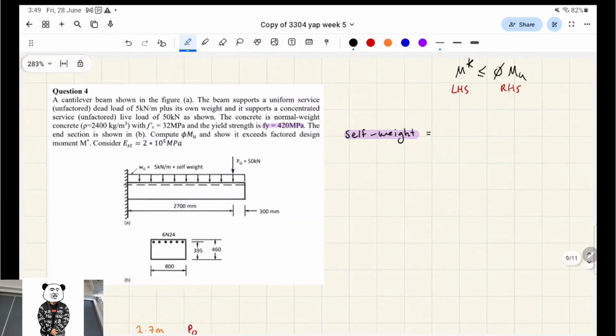So essentially, the self-weight's a function of two things, right? The unit weight of concrete multiplied by the cross-sectional area. What we're doing is finding what this distributed load is per meter run. So if you look at it like this, the unit weight of concrete is a three-dimensional property. It's essentially density multiplied by gravity. So it's just a constant multiplied by density, right? So you are actually told what the density is here.